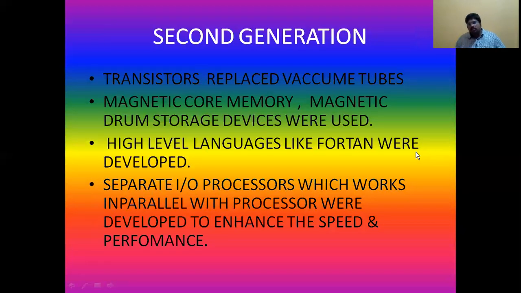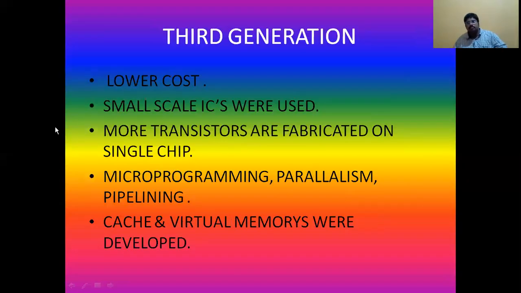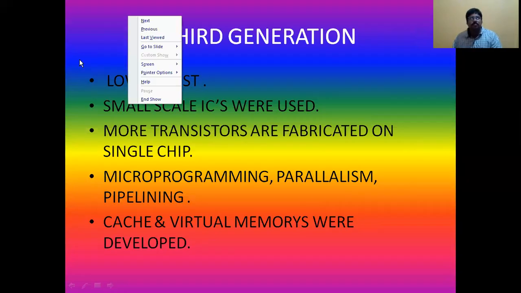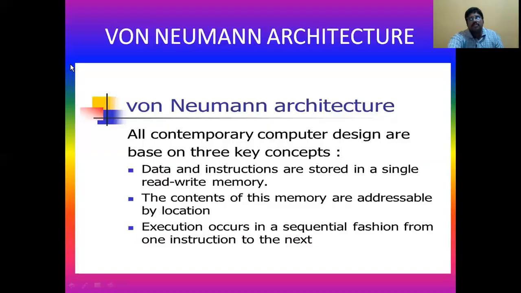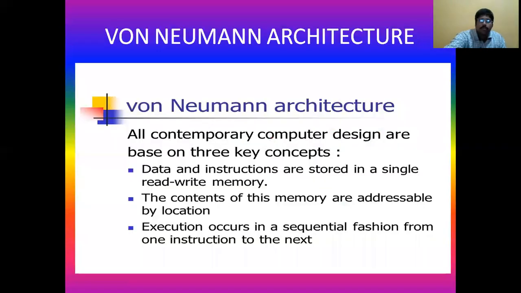So that is the end of the first generation. So what is the duration of the first generation? It is from 1940 to 1956. Here in the first generation, vacuum tubes were used. So you can see in the images now, the size of the computer is almost the size of a big room, which is approximately equal to a classroom. Next, the main architecture used in the first generation is von Neumann architecture. Von Neumann architecture was used in the first generation computers.